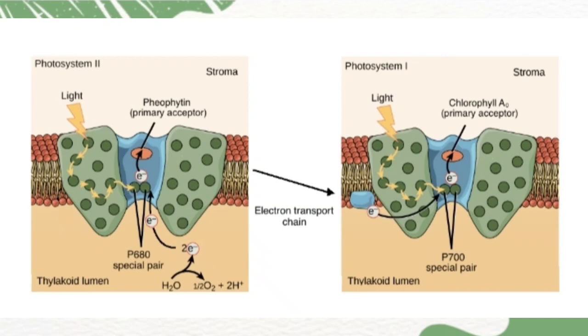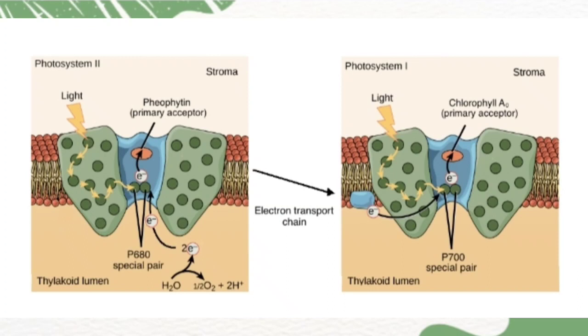Primary acceptor. The special pair of each photosystem passes its electron to a different primary acceptor. The primary electron acceptor of PS2 is pheophytin, an organic molecule that resembles chlorophyll, while the primary acceptor of PS1 is a chlorophyll called A0.